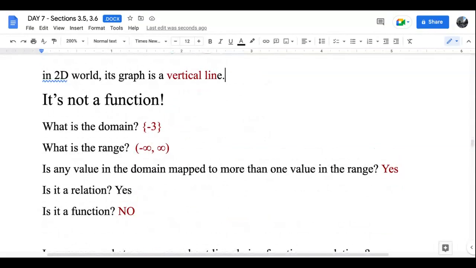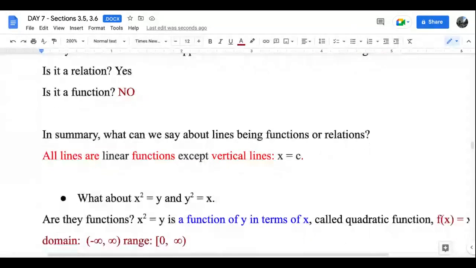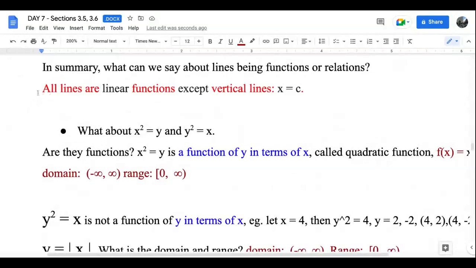Anyone has any questions? Okay, so all straight lines are linear functions except x equals a number, except the vertical lines.